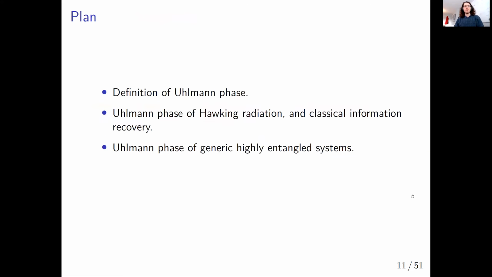So here's a plan for the rest of the talk. First I'll define what the Almond phase is. Then I'll describe how you can compute the Almond phase of Hawking radiation and how you can use it to recover the information. And then finally, I'll describe the Almond phase of a generic highly entangled system. If there are any questions at this point, now would be a good time. Otherwise, at any point during the talk, just interrupt and I'll be happy to try and answer.